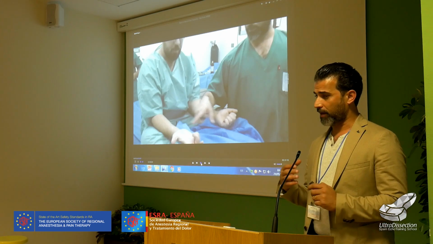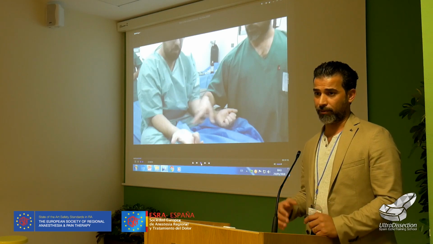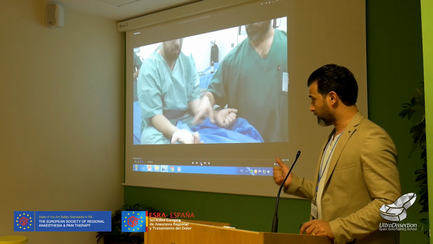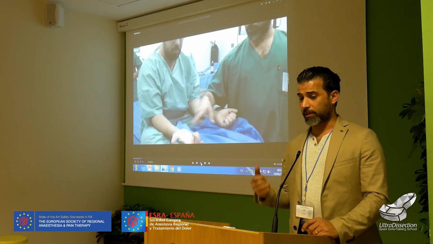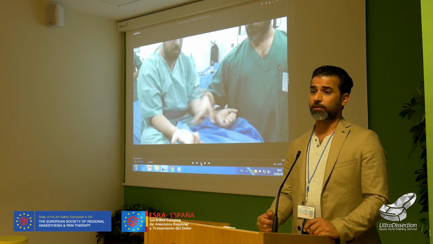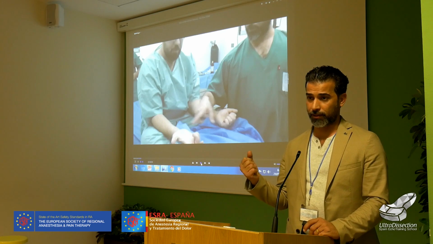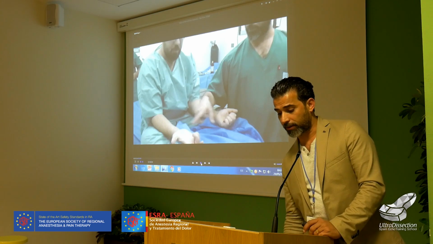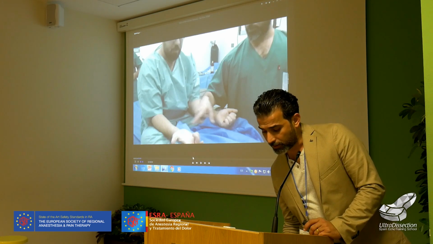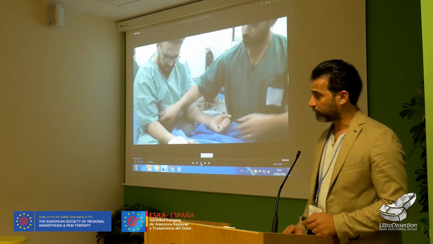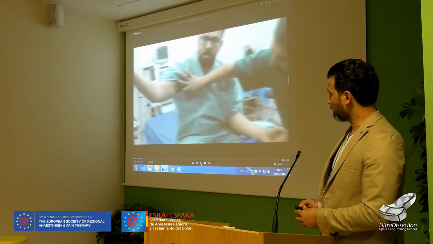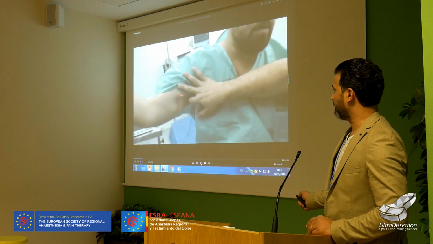I found big fibrous thickening around the nerve with a neuroma. I dissected the neuroma, as in the video now, and gave immediate electrical stimulation to the neuromuscular junction, and after 10 minutes he regained the grip. So this is the scar of the surgery.